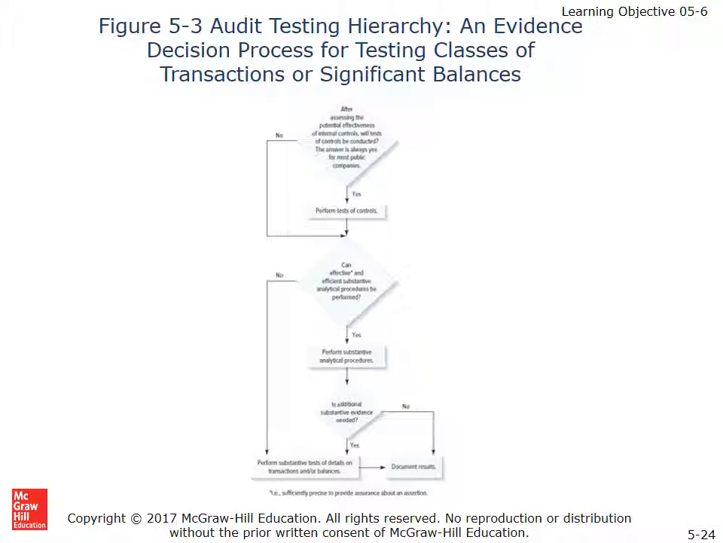Now, if you perform substantive analytical tests, you ask yourself, is additional substantive evidence needed? If the answer is yes, then you go and do your substantive tests on the details of the transaction and/or balances. Okay, so that's the normal type of hierarchy we go through when we are looking at accounts or business cycles, processes like the cash payment process, cash receipt process, purchasing process.